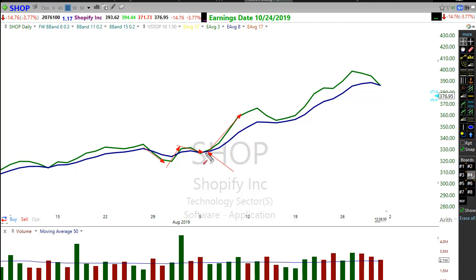Same thing is true here. We move up, we separate from the 8. We get kind of stretched out in this move. We don't want to chase this trade. We want to wait for the next entry, that pullback, and look for the opportunity into that trade.